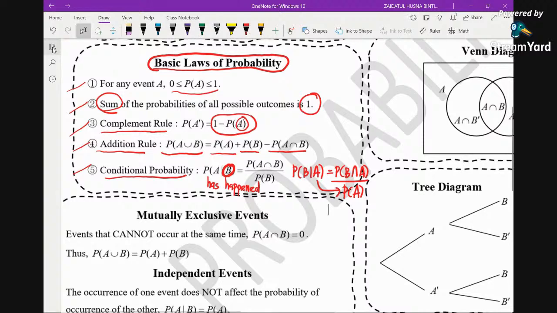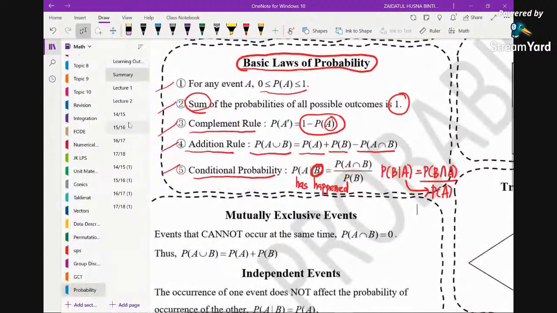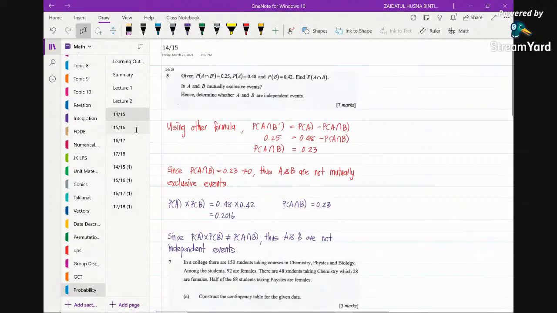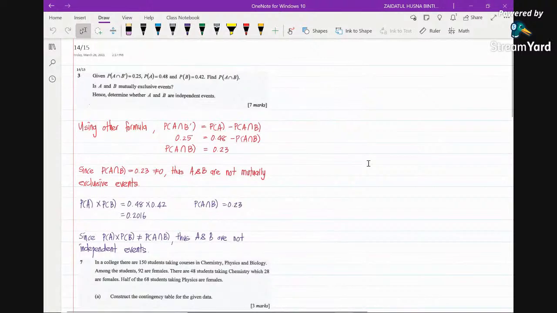So that's the idea. Now let's begin the discussion. Here we'll choose past year question 2014. If you do have time, we will cover these 4 years: 14, 15, 15, 16, 16, 17, and 17, 18. Now let's go through one by one. This is past year question number 14 and 15. Alright, so now let's go through the question.